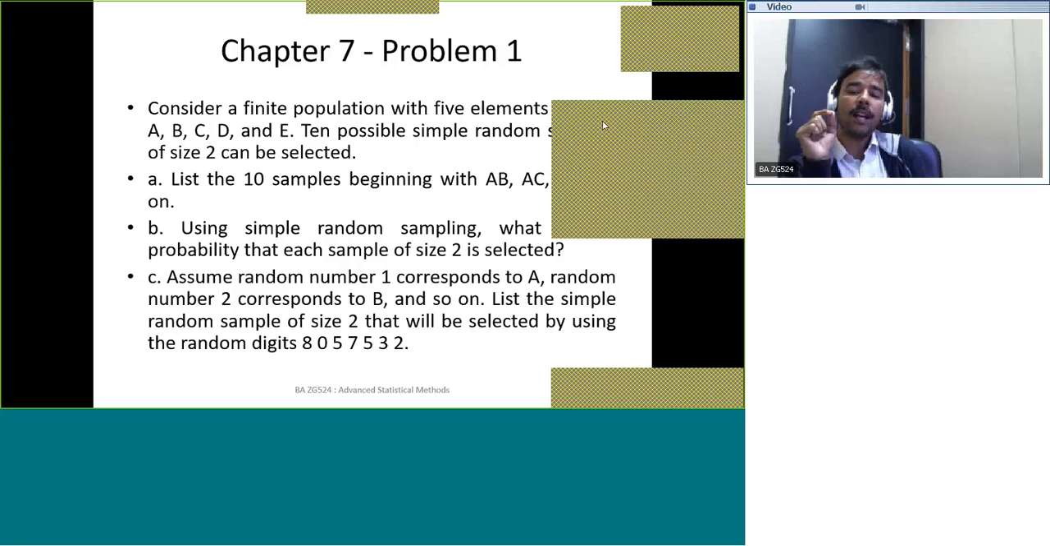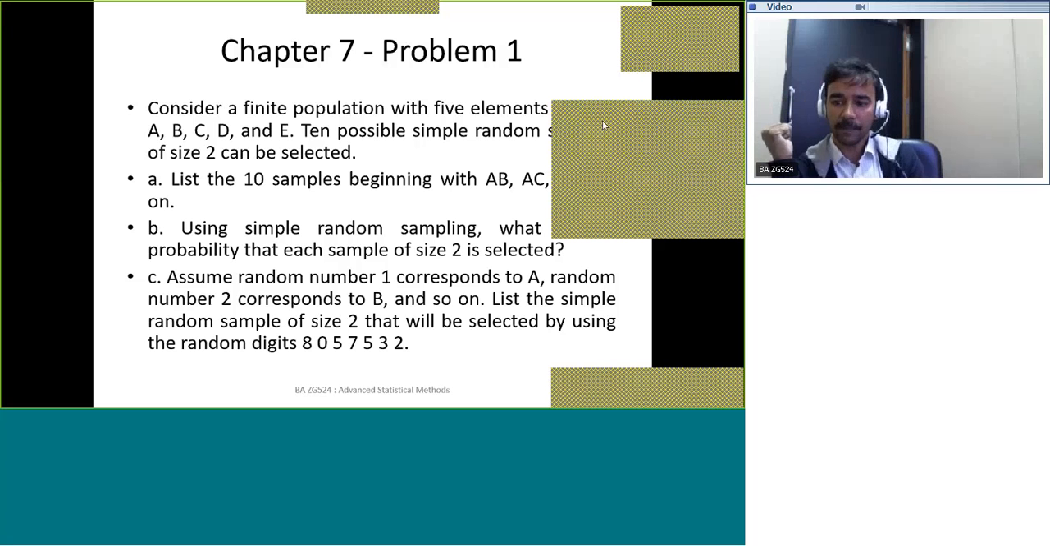So here we are applying random numbers 1, 2, 3, 4, 5 to A, B, C, D, E. We want a sample of size 2 only. We have been given these many numbers. So we'll start with 8. 8, no person. 0, no person. 5, yes, he is E. 7, no person. 5, yes, he is E, but E is already selected. Next is 3. 3 means C. So we'll stop here because we need only a sample of size 2. So our sample is E and C.